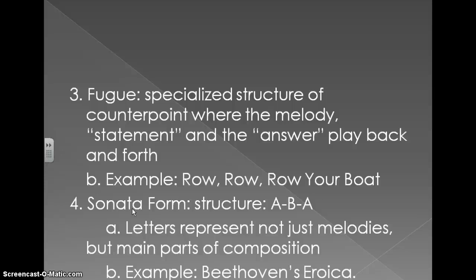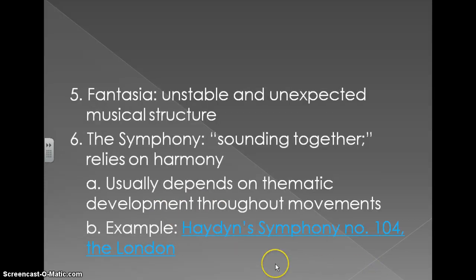The sonata form structure, it says on the bottom of 238, is that it has ABA. So they're using the letters of the alphabet to represent similar components. The letters represent not just melodies, but the main parts. And we'll be looking at Beethoven's Eroica next anyway. Okay, we'll come back to that.